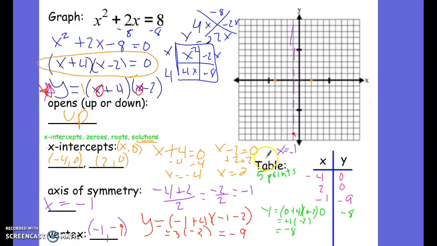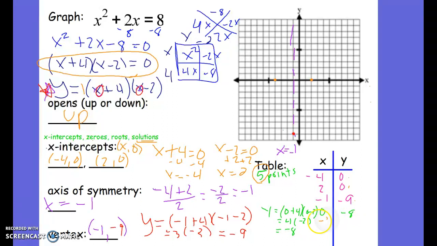Okay, well, now we're on to our table. So our table, we always want to have 5 points. 5 is our magic number. Well, we already have 3. We have 2 of our x-intercepts, and then we have our vertex. To find the other points, I'm just going to pick an x value. So right here, I picked the x value 0. I plugged it in to find y. You can pick anything you want. I picked 0, so I found the point (0, -8).